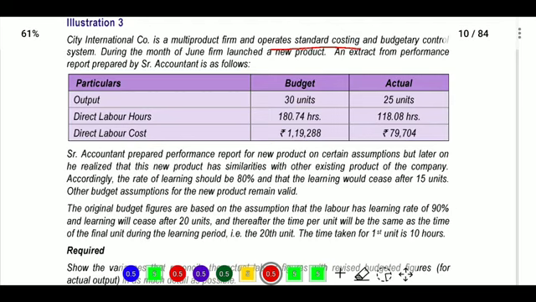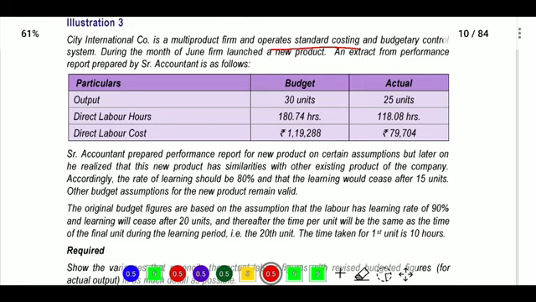Direct labor hours 180.74 budgeted, 118.08 actual. Actually he has taken less time, and he produced less quantity also, where direct labor cost was 1,19,288 budgeted and 79,708 actual. Okay, for this we require the learning curve.